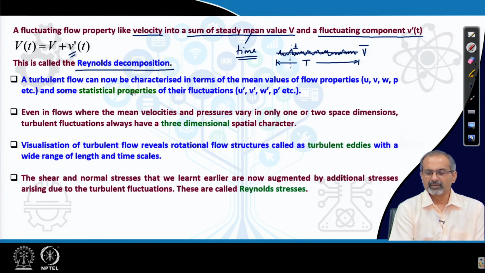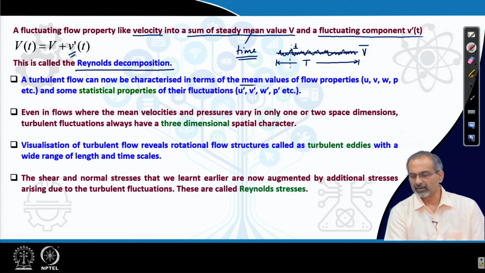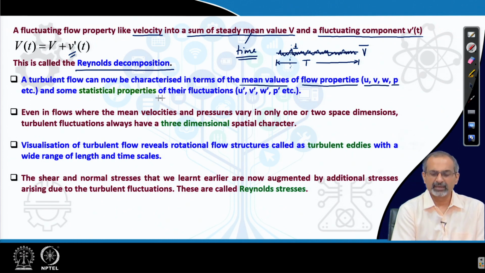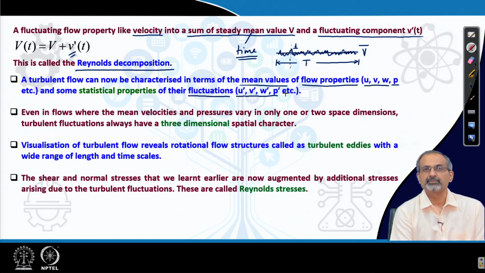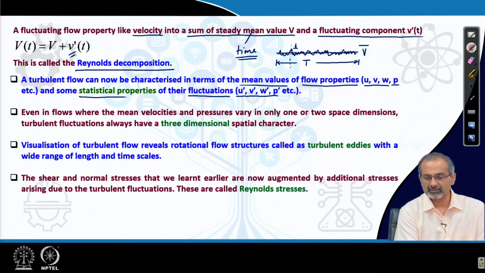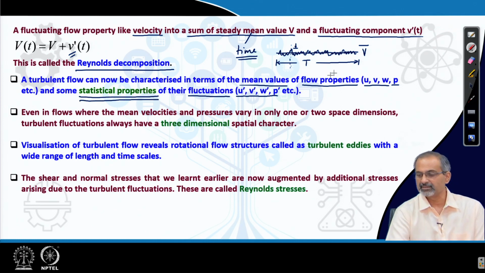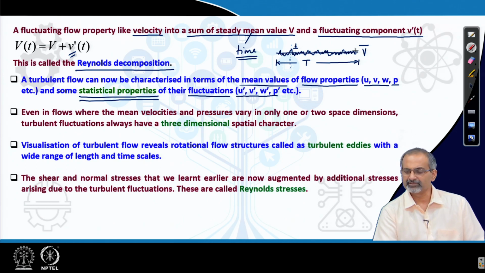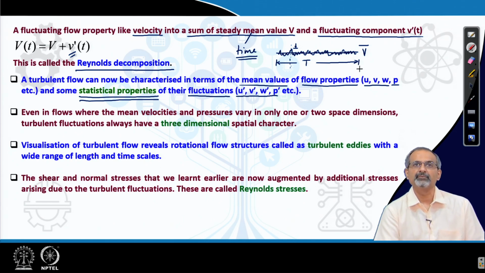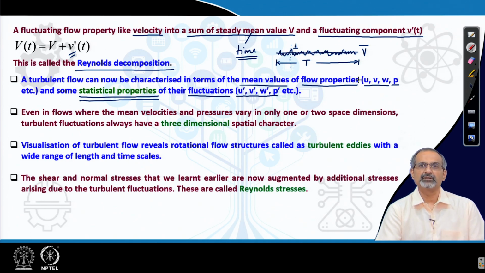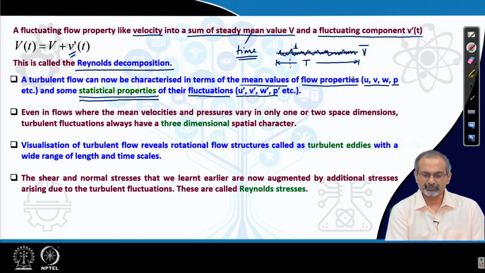A turbulent flow can be characterized in terms of the mean values of the flow properties, which could be different velocity components, pressure, density, temperature, etc., and the fluctuations, which is u dash, v dash, w dash, p dash, etc., but in terms of some statistical properties. That means, if we keep recording these fluctuations even over large periods of time, we would not be able to extract enough pertinent useful information from these fluctuations. So, we have to extract certain statistical values.